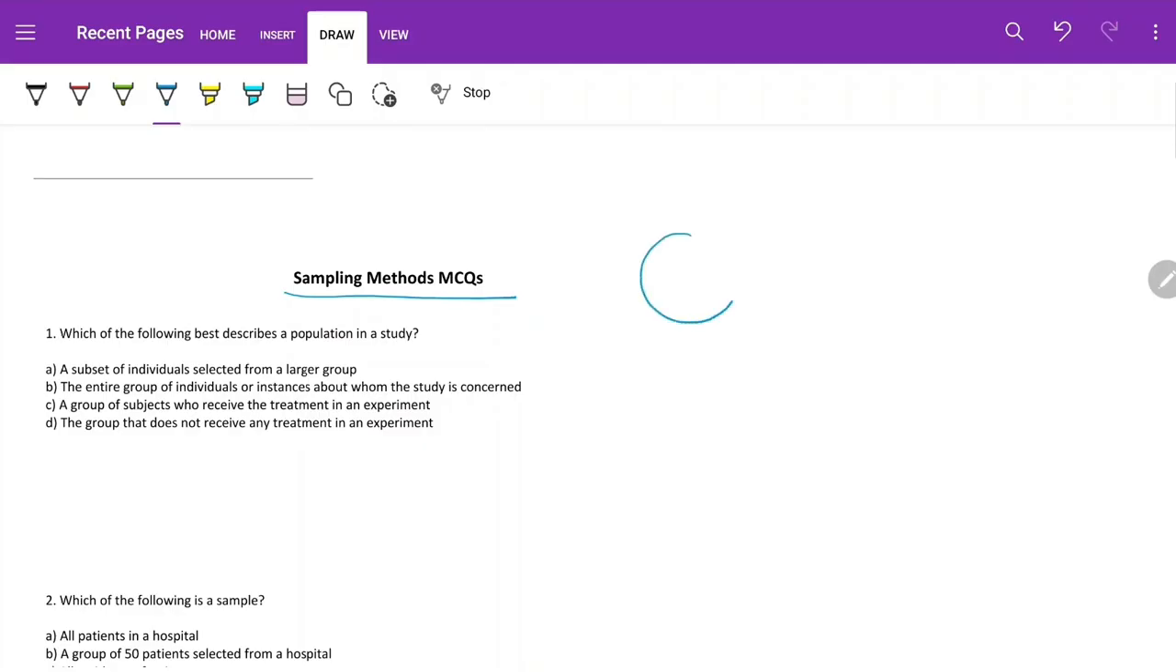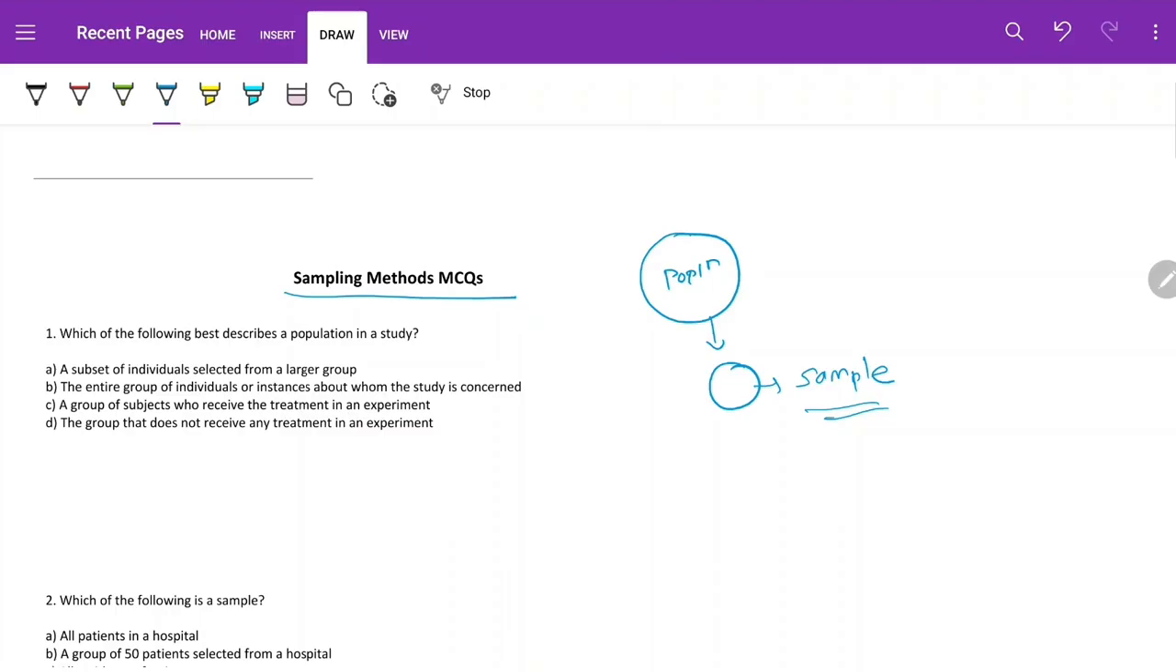We know that the entire group of individuals which we are interested in study, which are concerned with our study, is what? Population. And for our study we take some part of this population, that is known as sample. Okay, why do we choose sample over the population?